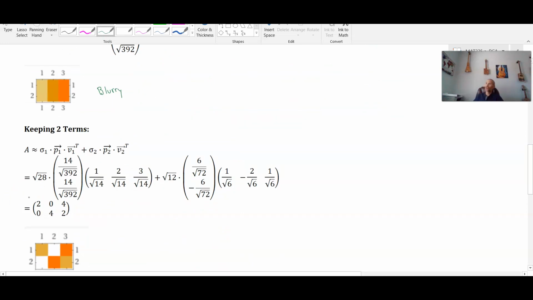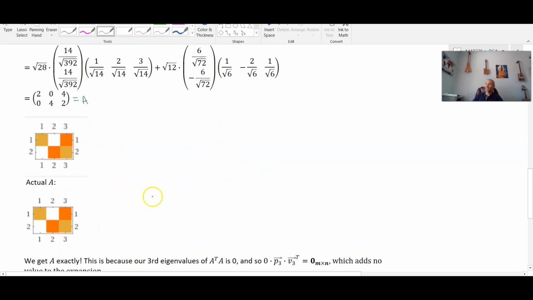Now, if I kept the first 2 terms, then that's going to include the first term, sigma 1 P1 V1 transpose, plus the second term, sigma 2 P2 V2 transpose, and lo and behold, I get exactly the A matrix in this case. And you can see that that's the actual A right here. This is our approximation by using the first 2 terms.